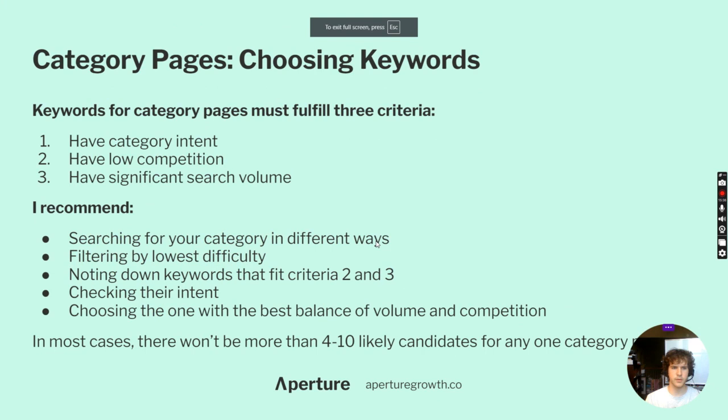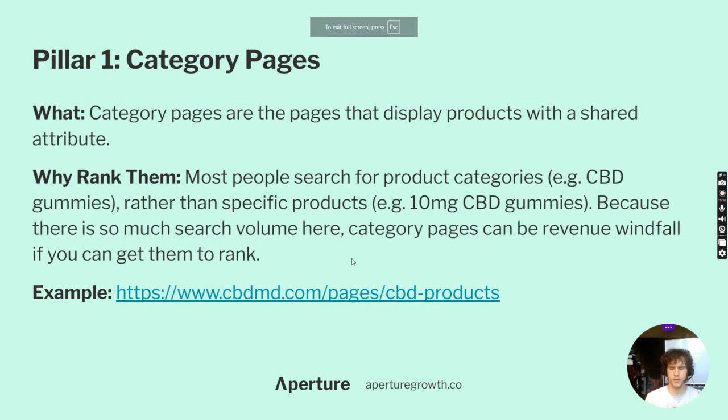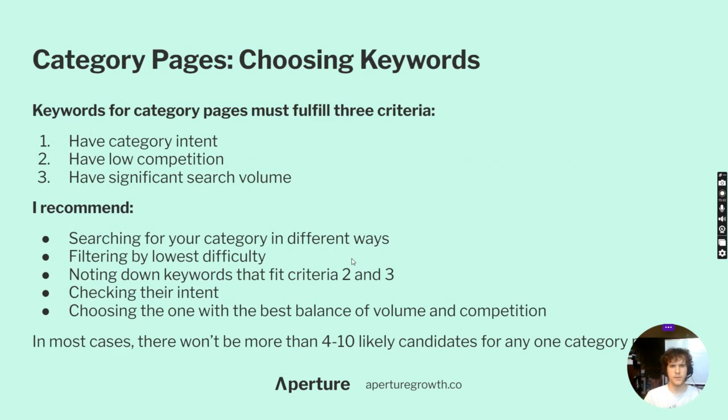The reason why it's important to rank, we already discussed that. So the first step for optimizing your category pages is to choose keywords. These keywords must fulfill 3 criteria. Number 1, they must have category search intent. As we discussed earlier, people must be looking for a product category, not a single product or information. You can verify that by searching the keyword and seeing if most of the results are categories or something else. Number 2, these keywords must have low competition.